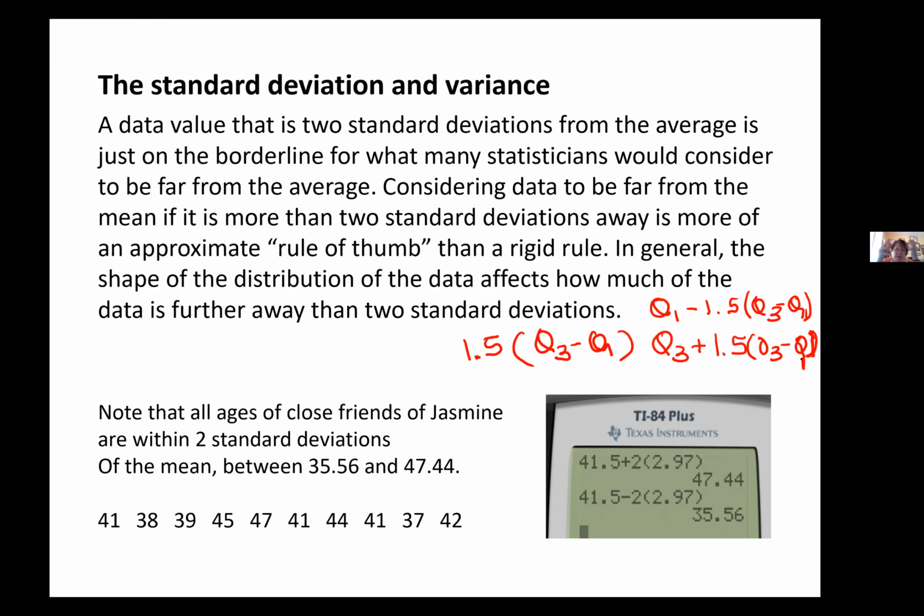So if we look at Jasmine's data, we found the standard deviation from that data. We could look at what's 2 standard deviations below the mean of that data and what's 2 standard deviations above the mean of that data, and see if she has any friends that are outside that range. All her friends are within 2 standard deviations of the mean, whatever that means. She doesn't have a large variation in the ages of her friends from the mean.